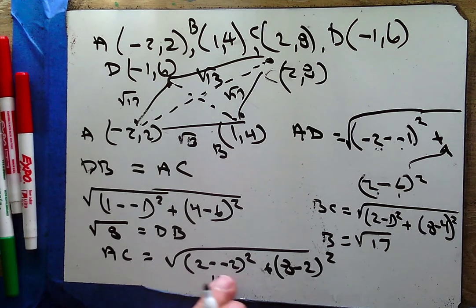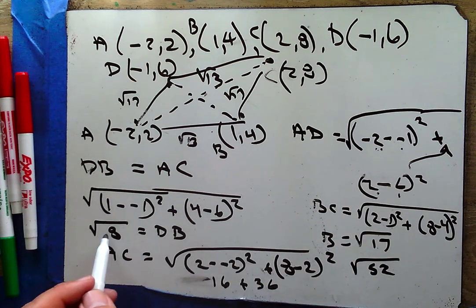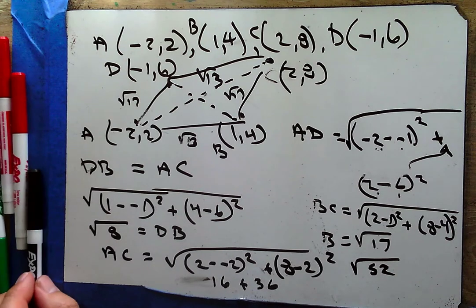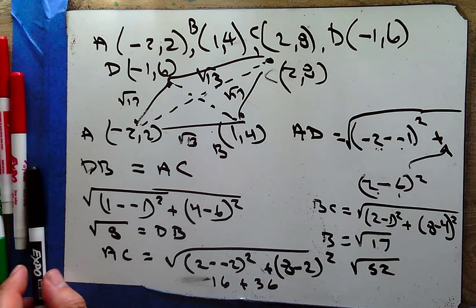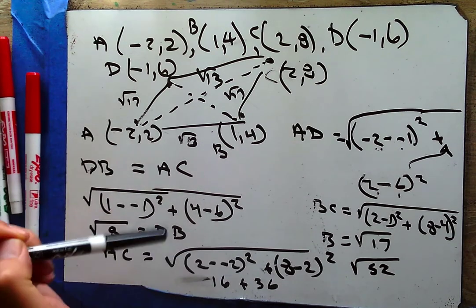4 squared, 16, plus 6 squared, 36, 40, 52. Square root of 52. Well, square root of 8 is not the square root of 52. So those are two different lengths, and because the diagonals of a rectangle aren't congruent, I know that this can't be a rectangle because these diagonals are not congruent.